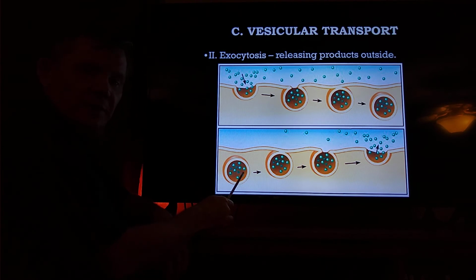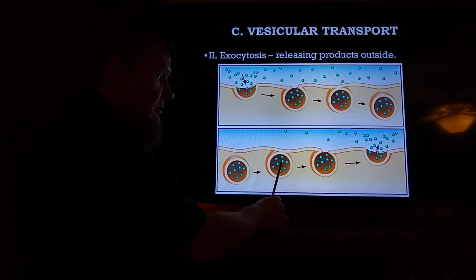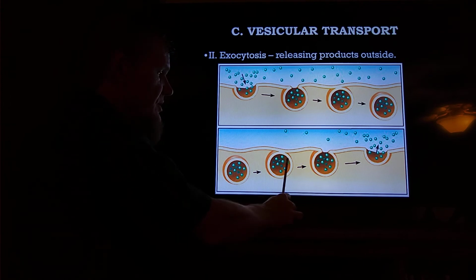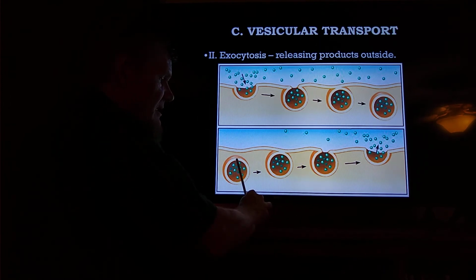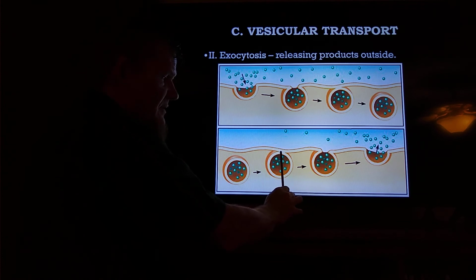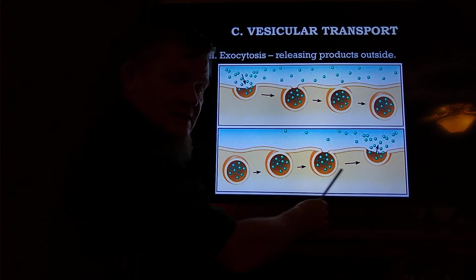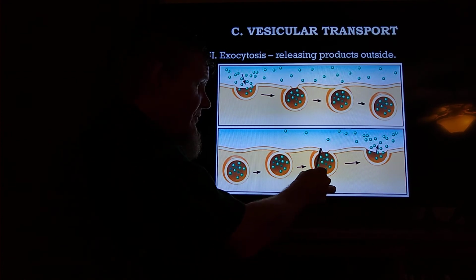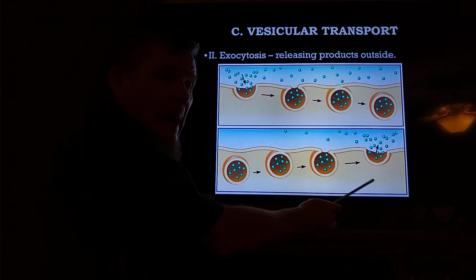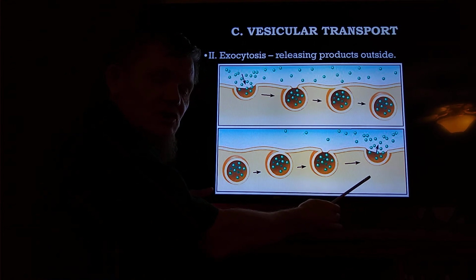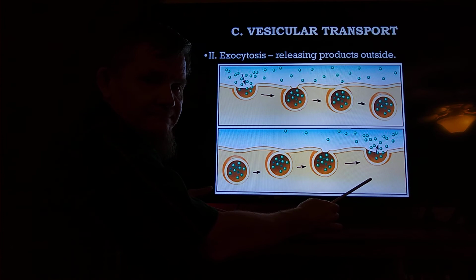This vesicle will bud off of the Golgi and will float and drift to the surface of the cell. And when this little balloon, this little pocket of cell membrane, attaches to the surface of the cell, it fuses with it. And now that it fuses with it, it opens up and releases its contents outside. And the fabric of the balloon now becomes a new patch of cell membrane.